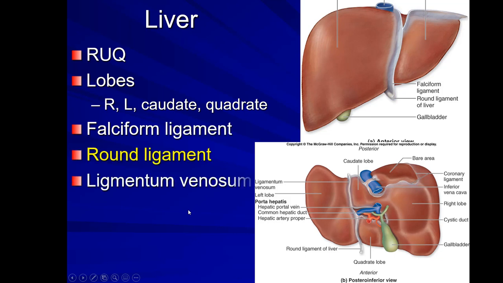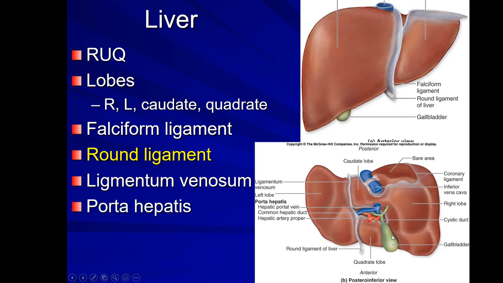So ligaments associated with it, we have the falciform ligament, which is this big thing in the front, separating left and right. The round ligament kind of hangs off the bottom right here. And then in the back you can see the ligamentum venosum, which is a remnant of the ductus venosus from the fetal circulation.